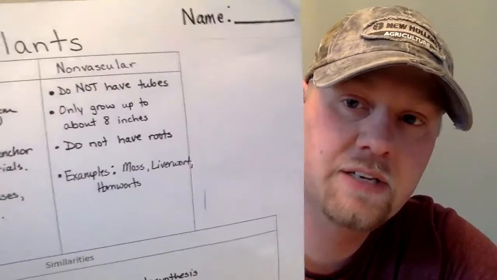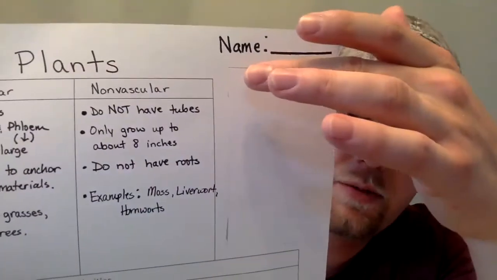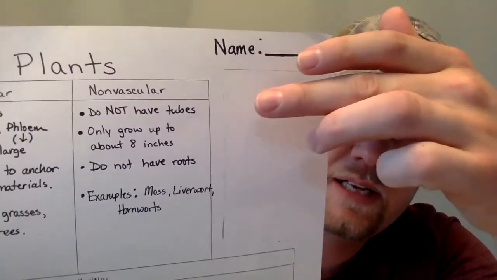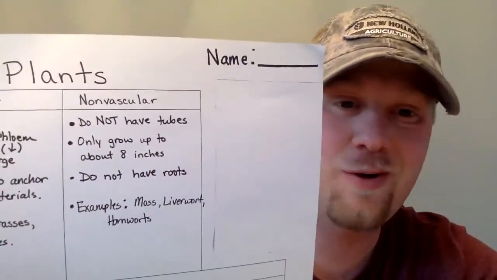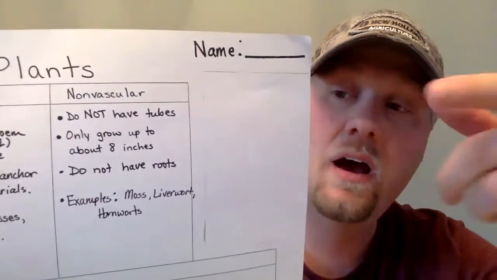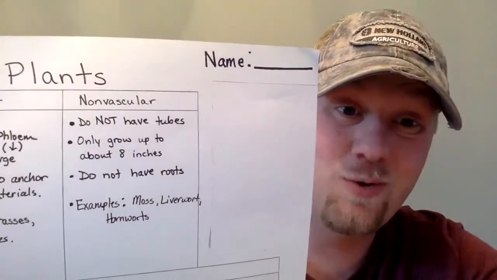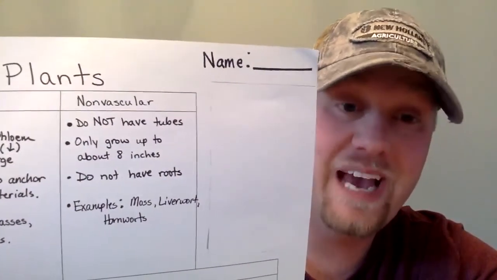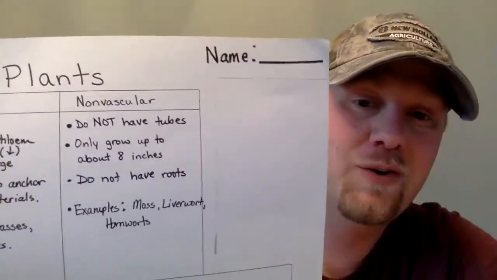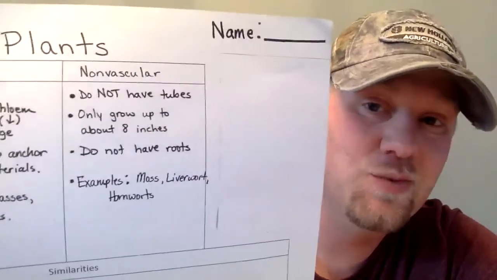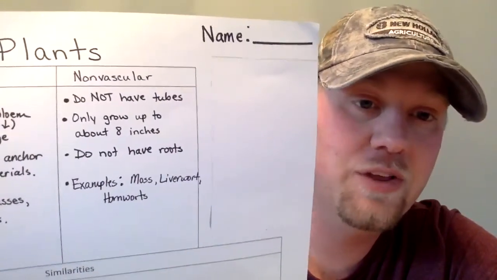Let's take a look at the next group, and they are going to be the non-vascular plants, okay? These are plants that do not have tubes. So these do not have that xylem and phloem. So that's not how things are moving through these things. Consequently, because they don't have any tubes, they don't grow very big. Most of them are going to be under 8 inches in size, which is really not that big at all when you think about it.